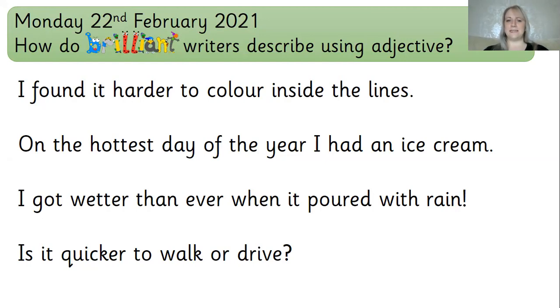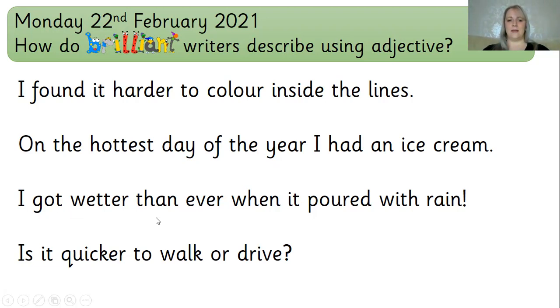Now here are my sentences, and I just want to see if you can begin to spot those suffixes now and see them. So my first sentence says, I found it harder to colour inside the lines. Can you spot the word with the suffix? The next sentence says, on the hottest day of the year, I had an ice cream. There's a suffix in that sentence too. It's a different one to the one from the previous sentence, but there is still a suffix on there.